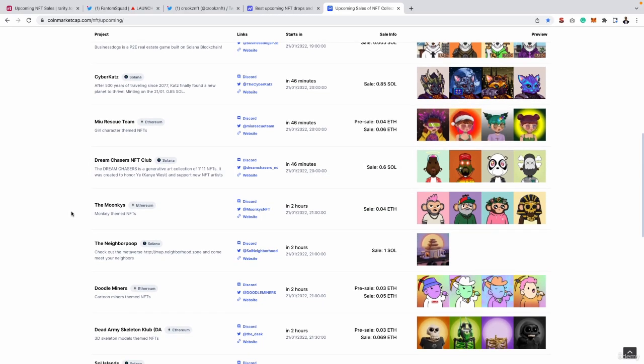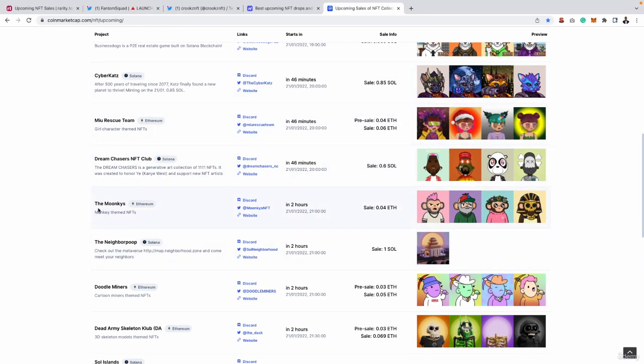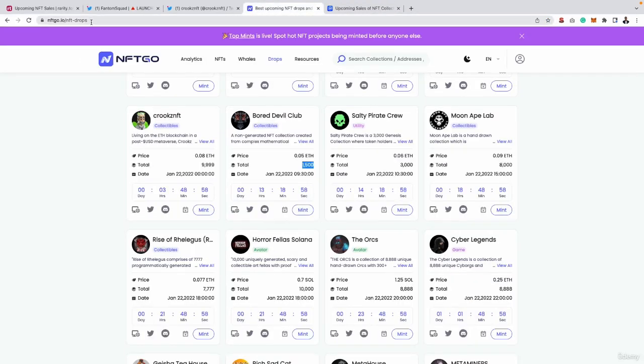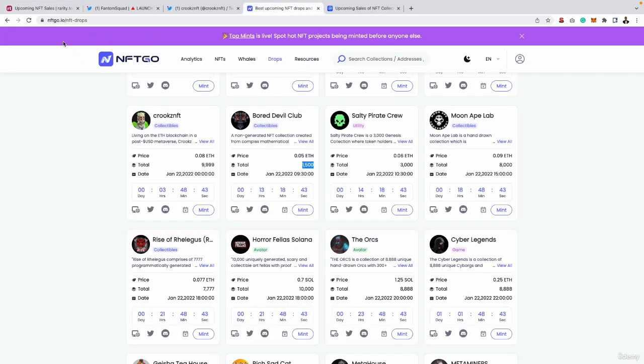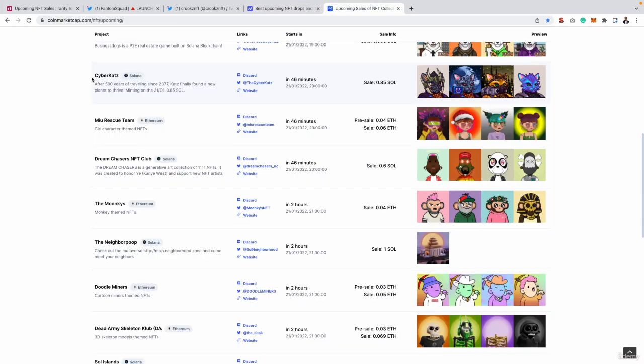You are going to see an overlap between these websites. So you might see this project right here, Cybercats, you might see it on CoinMarketCap. It might also be on NFTGo, and it might also be on Rarity.tools. So do bear in mind, you probably don't want to be checking every single one of them. I typically only check Rarity Tools and nftgo.io. These two are my personal favorites, but I know a lot of people who also use CoinMarketCap.